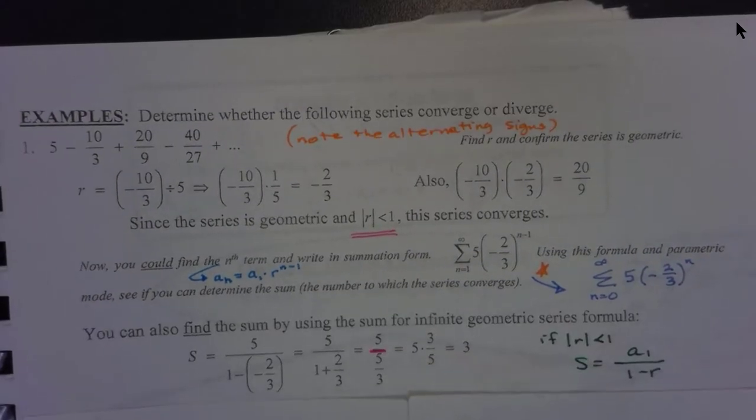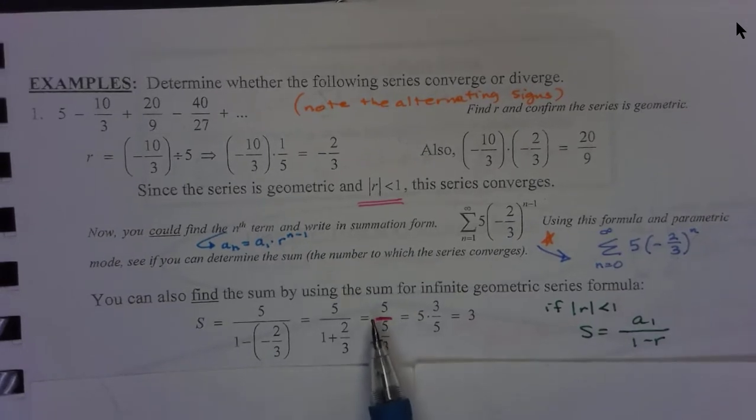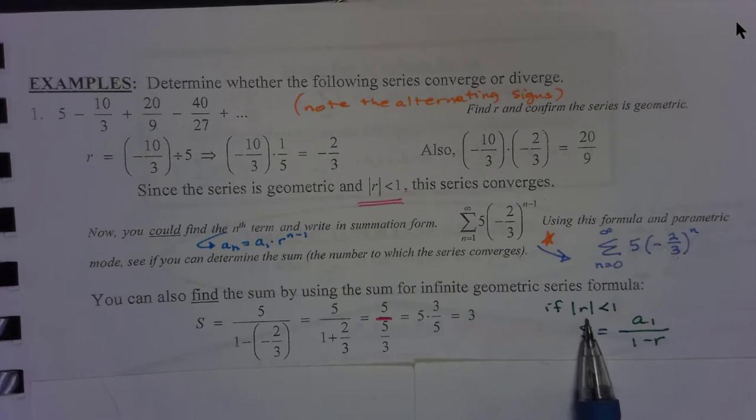Now I can find the sum. Because this converges, I can use my infinite series. If the absolute value of r is less than 1, the sum of my series is the first term divided by 1 minus r. The first term divided by 1 minus negative 2/3, which we know to be 1 plus 2/3, which is 5/3. 5 divided by 5/3 is 5 times 3/5, which is 3. So this series will add to 3.